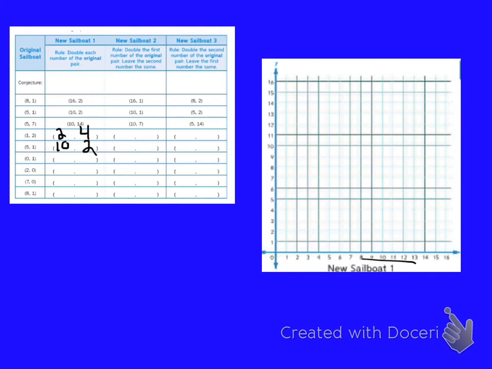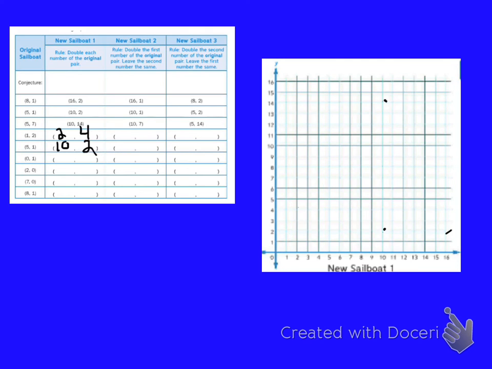Alright, the next step is to find the new sailboat 1 coordinate grid, and you're going to plot these points. So I'm going to start with 16, 2. So I'm going to go over 16 and up 2 and draw my point. Okay, the next one, 10, 2, over 10 and up 2, draw my point. The next one, 10, 14, so over 10 and up 14, which is about right there. Draw that point. The next one, 2, 4, over 2, up 4.